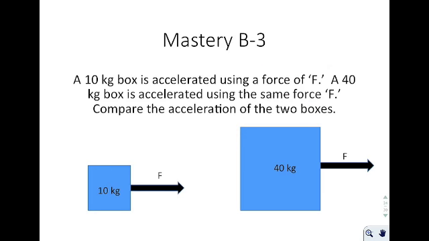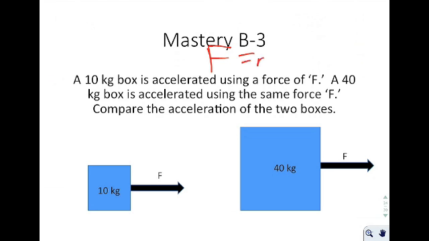Now we have a mastery level question. Remember, mastery level questions are the ones that you need to get 100. So now it says a 10 kilogram box is accelerated using a force of F. Notice how I don't know what F is. A 40 kilogram box is accelerated using the same force F. What is the ratio of the acceleration of the boxes? Remember, both of them have the same F, so that's the same value.